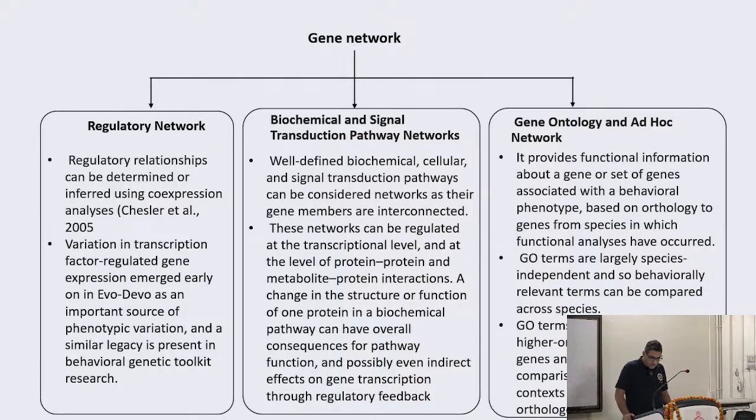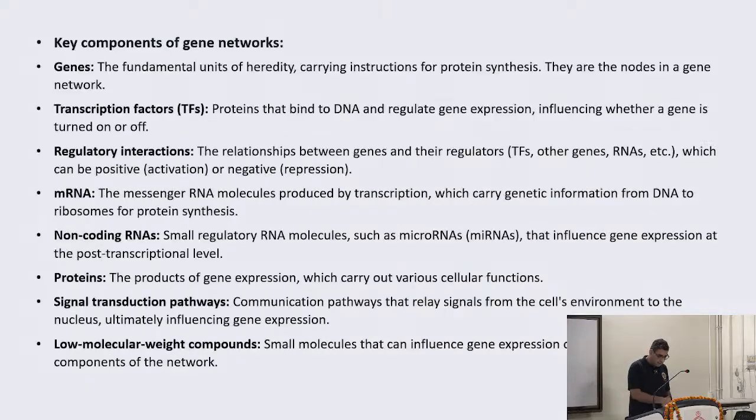Then gene ontology and ad hoc network. It provides functional information about a gene or set of genes associated with a behavioral phenotype, based on the functional analysis which you have done. GO terms, gene ontology terms, are largely species independent, and they are compared across species. GO terms provide a convenient higher-order classification for genes and proteins that allows comparisons among species, and also specific information at the species level, at all levels.